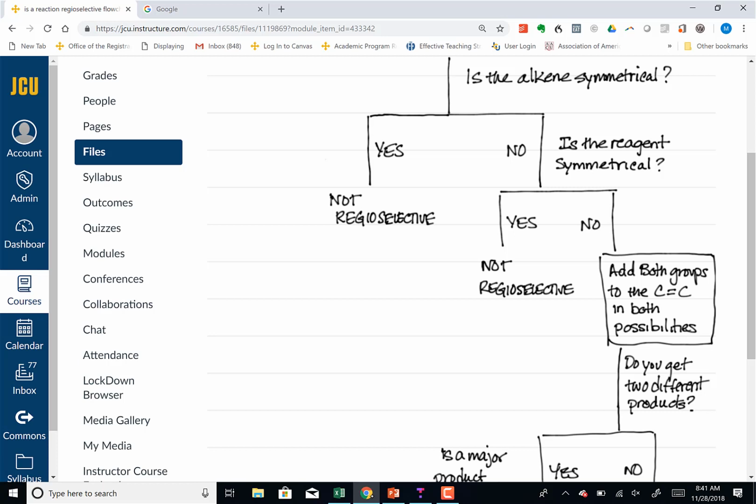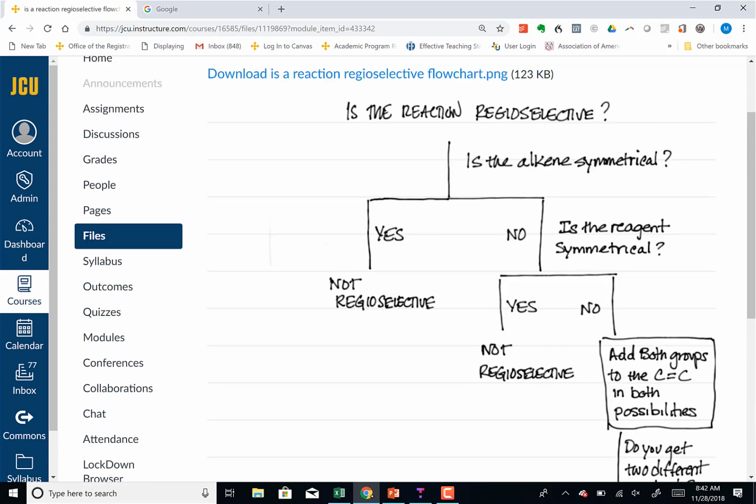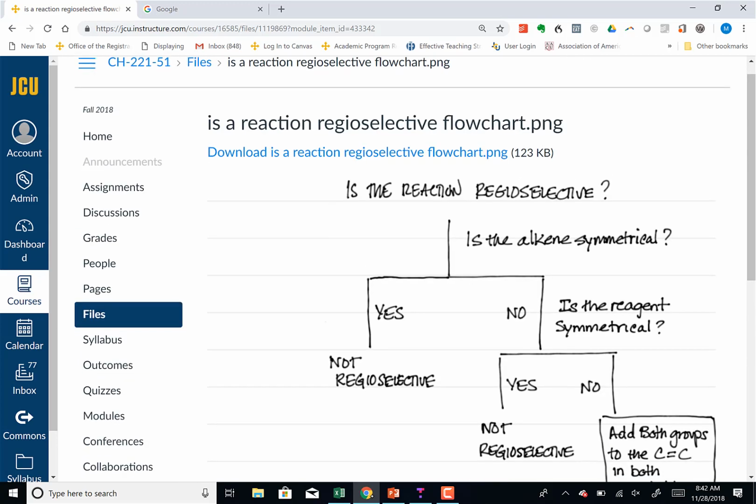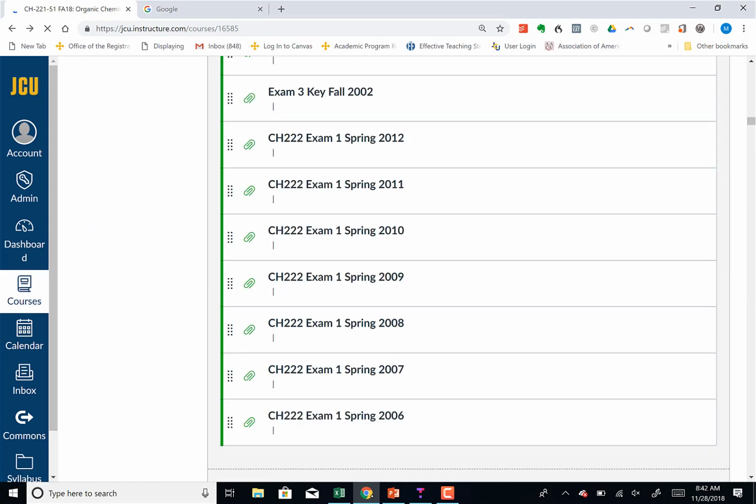So I put together the chart, which you could have put together as well, and I would encourage you to put one together in whatever system you use. Anytime there's a neither, that's never going to be regioselective. So if we went to that, let's see. The one thing I do not like about Canvas is when I go backwards, it always goes back to the beginning. It should go back to where I was before.